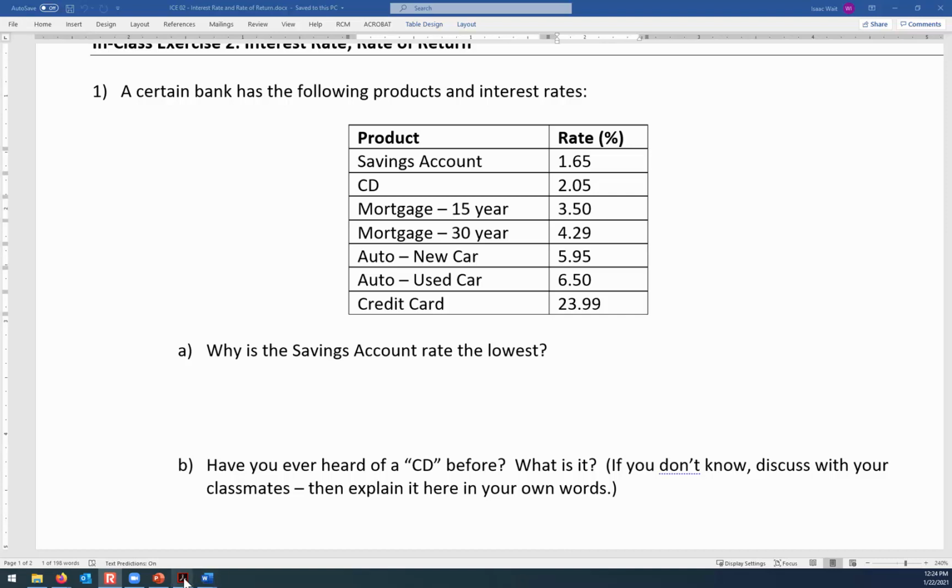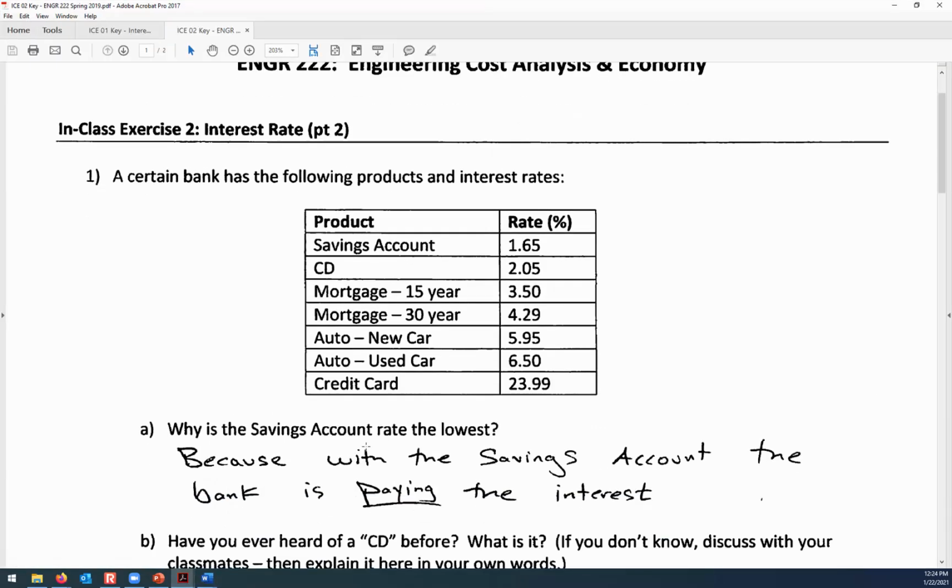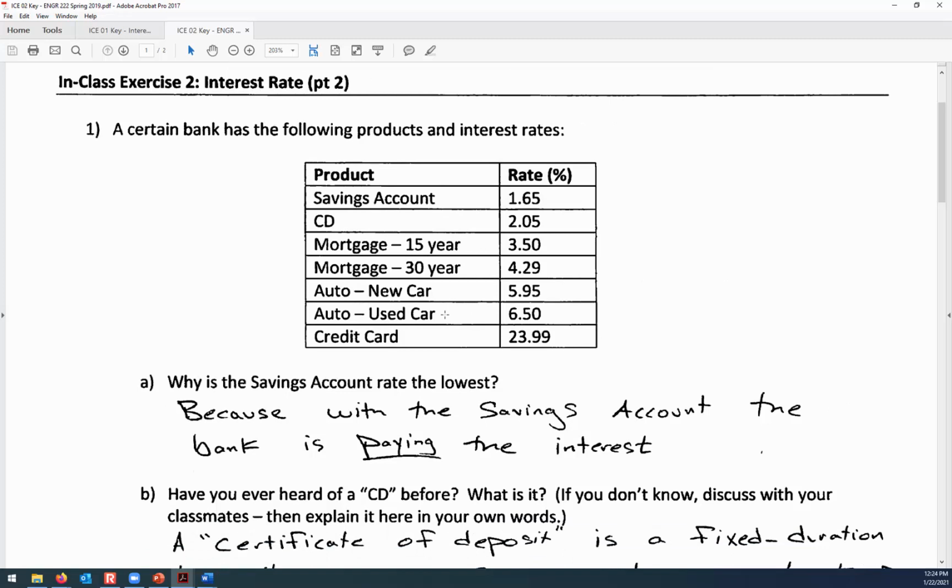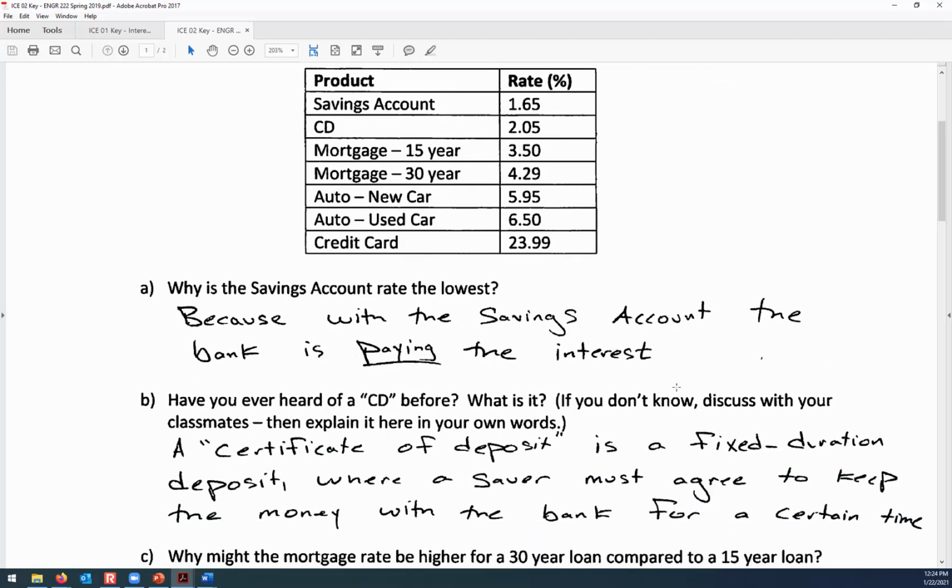So, what I had written down for the savings account is that it's the bank that's paying the interest. And the other factor, of course, is that you also have the ability to withdraw it at any time. So that money's not as useful to banks because they can't loan it out for as long. All right. So a CD, a certificate of deposit, is a fixed duration deposit where you have to leave the money in there for a certain time.